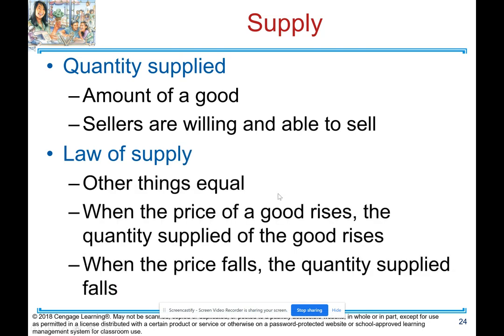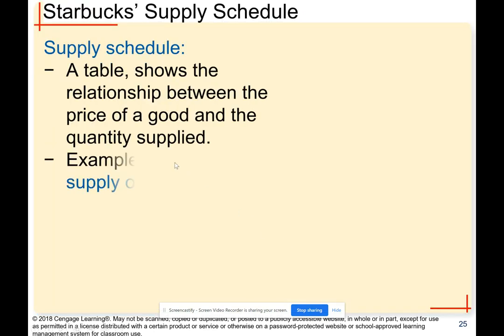Supply, the selling side of the market. Quantity supplied is defined as the amount of a good sellers are willing and able to sell. The law of supply states that, other things equal, when the price of a good rises, the quantity supplied of the good rises. When the price falls, the quantity supplied falls.